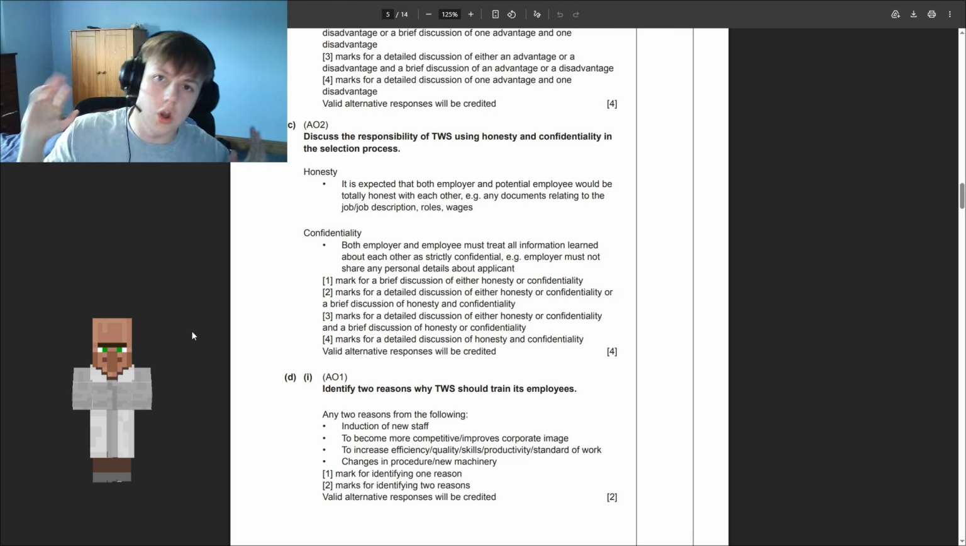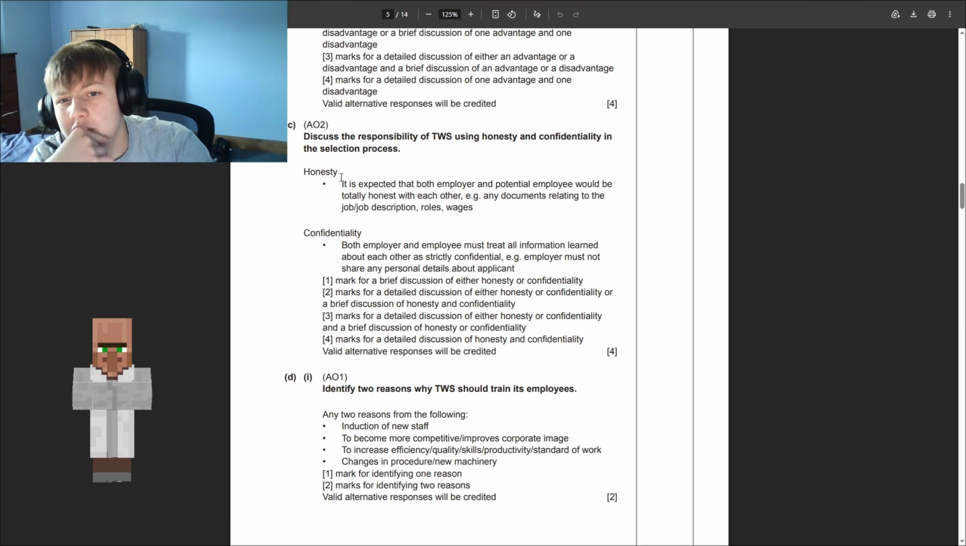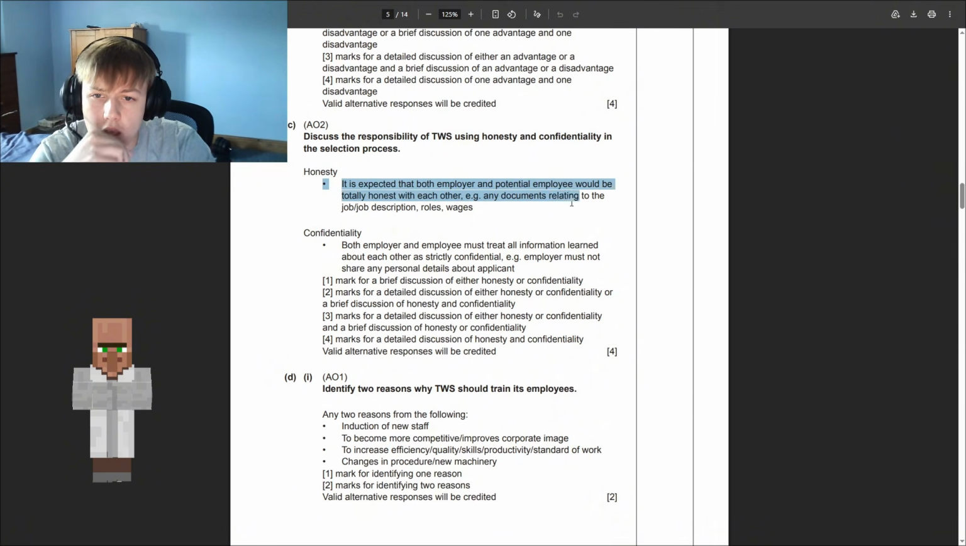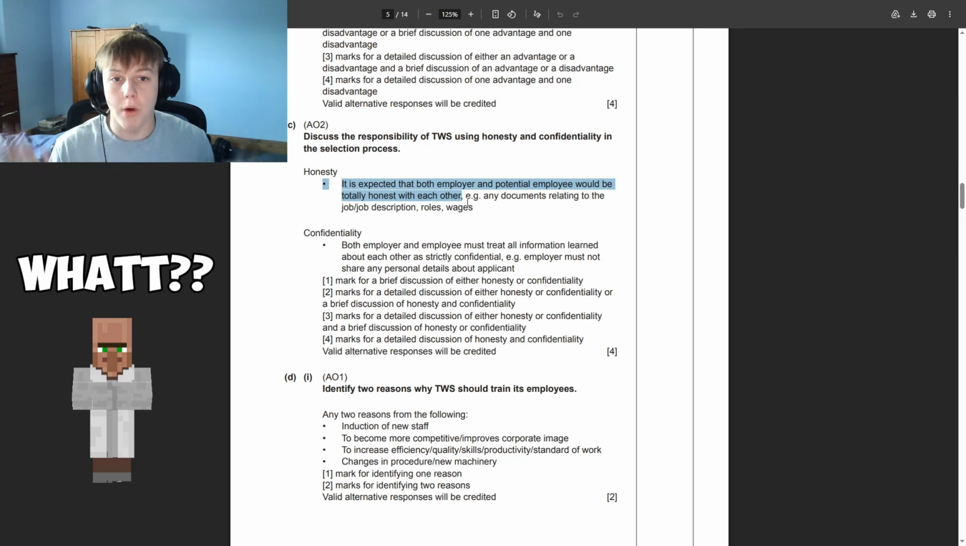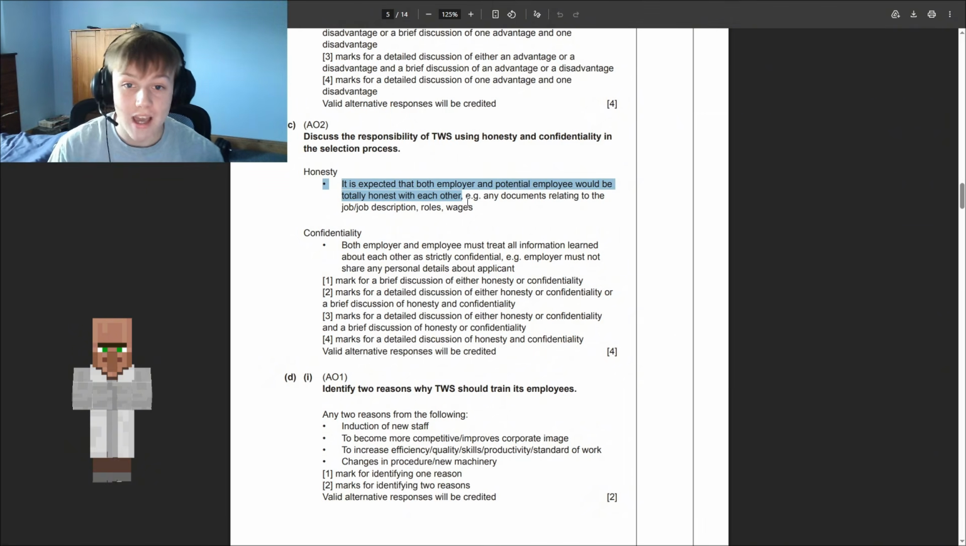Alright, now that you've written it down, it is expected that both employer and potential employee would be totally honest with each other. That's honesty in the selection process. Because if the employer's just lying to them, what's the point? Oh, you have to work 5 million hours this week in the KFC, bro. That employee would be sprinting out of the interview, in the selection process.